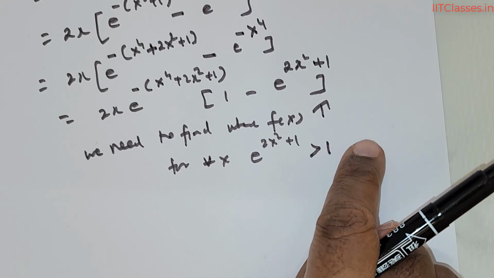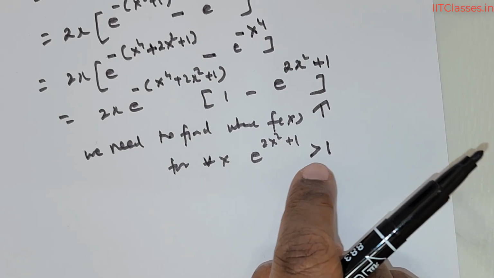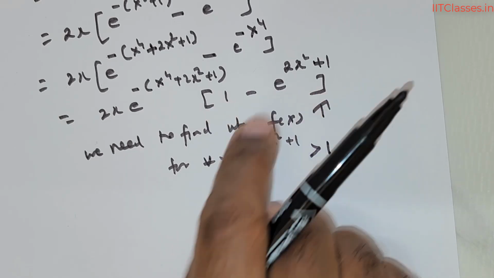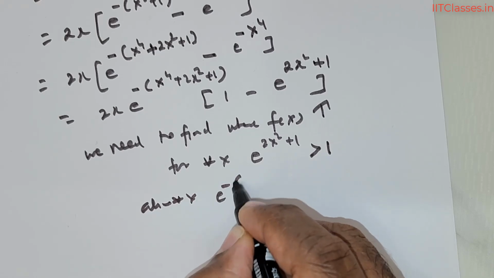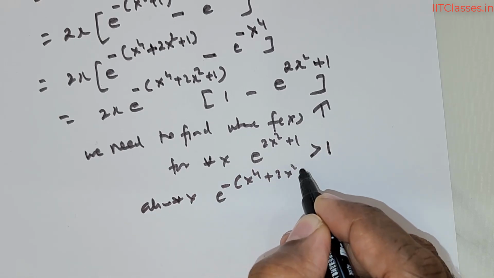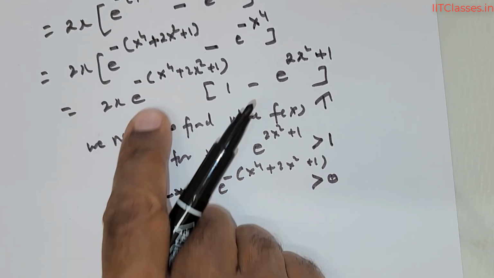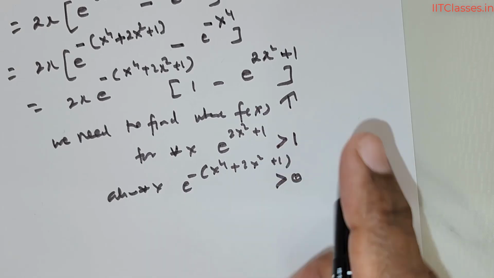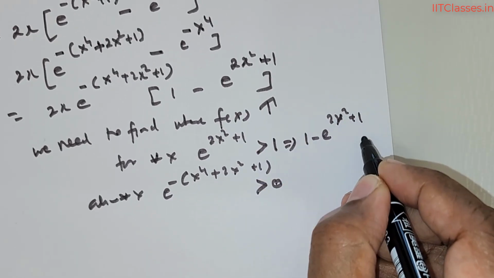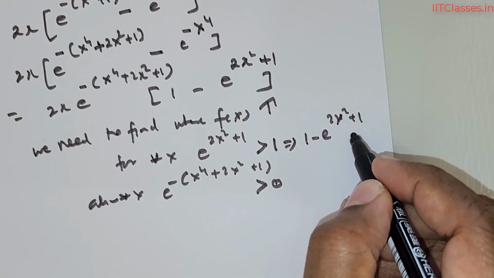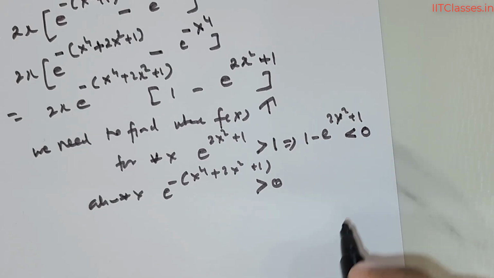Subsequently I'm going to place the condition here, the other result. When this is always greater than 1, what happens to this quantity? Also for every x, e raised to the power of negative of x to the power of 4 plus 2x squared plus 1 is always going to be greater than 0. Now because this is always greater than 1, this means 1 minus e raised to the power of 2x squared plus 1 is always going to be lesser than 0.